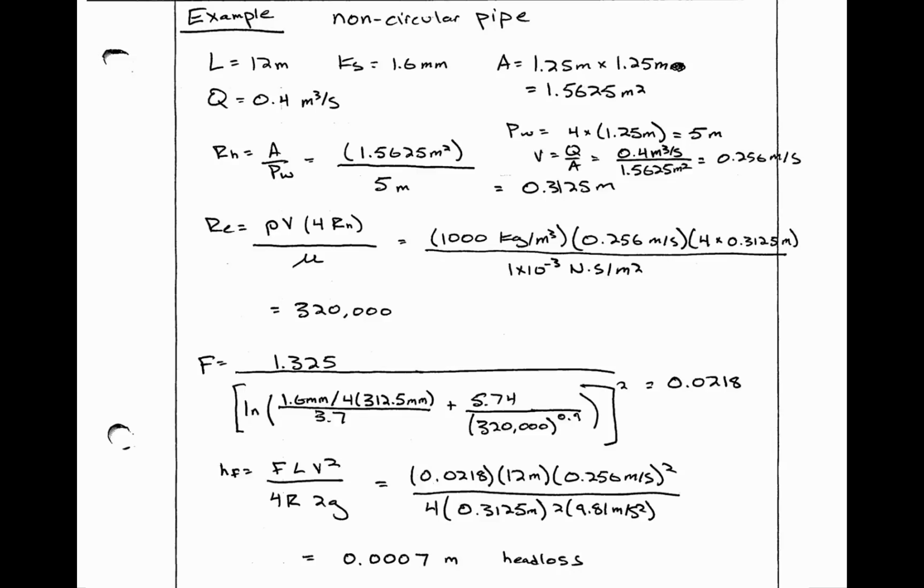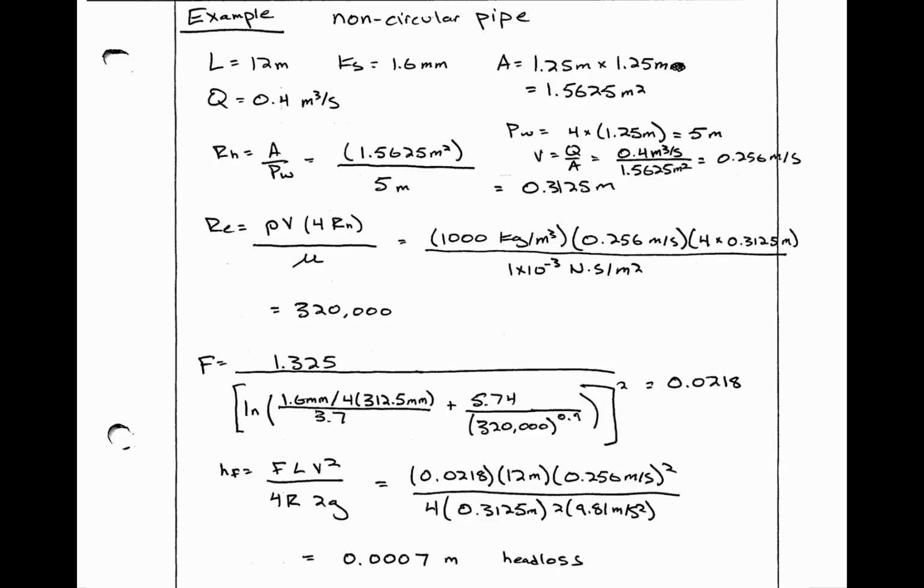Okay, so the f is 0.0218 for the friction factor under these conditions. And then finally we substitute that into the Darcy-Weisbach equation and get only 0.0007 meters of head loss due to pipe friction. That's not a very exciting result. I should have changed the numbers around so there's more head loss or something.